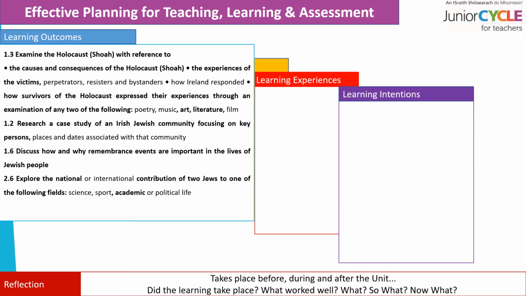For this unit of learning that we're going to use as an example, we have chosen 4 learning outcomes. These are 1.3, 1.2, 1.6 and 2.6. Take a moment now to pause and reflect on them. You will notice that parts of them are in bold. These are the parts that are going to be relevant to this unit of learning. It's always good to remember that a learning outcome does not have to be used in its entirety every time that it is part of a unit of learning.